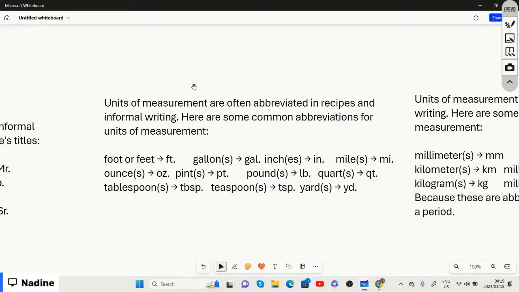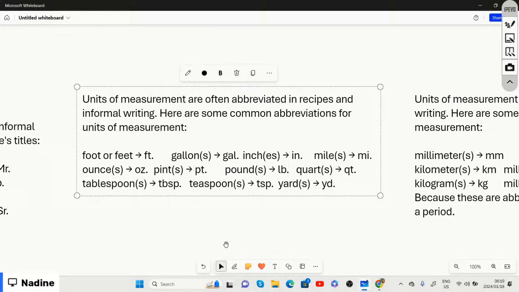All right, so then we also have units of measurements, right? And units of measurements are often abbreviated in recipes. So if you are either baking something or cooking, or you need to make bread or something, then we can use these types of units of measurements. So we can use them in recipes as well as in informal writing.